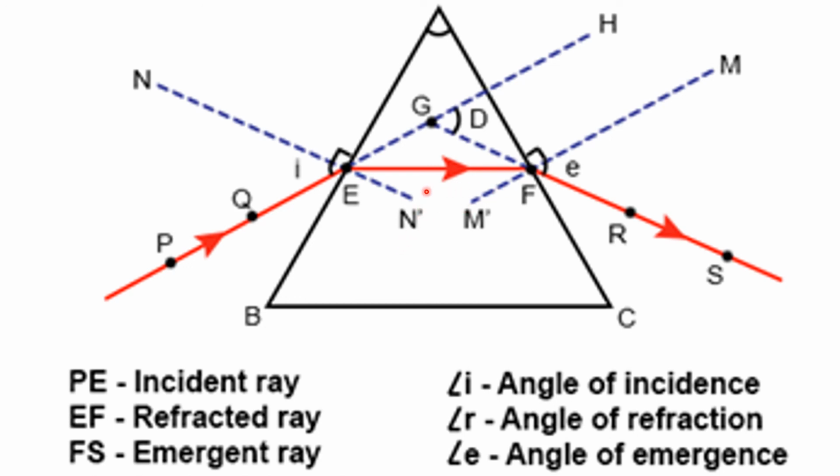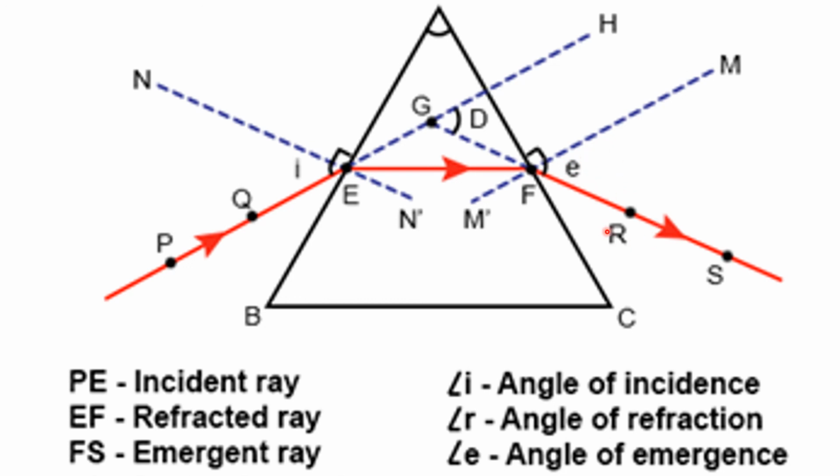And when this ray is emerging from this side of the prism, it is basically entering from a dense medium to a rarer medium. It will bend away from the normal. This is the normal to this face. It will bend away from the normal. This ray emerges out from the prism at point F, making an angle E, which is the angle of emergence.